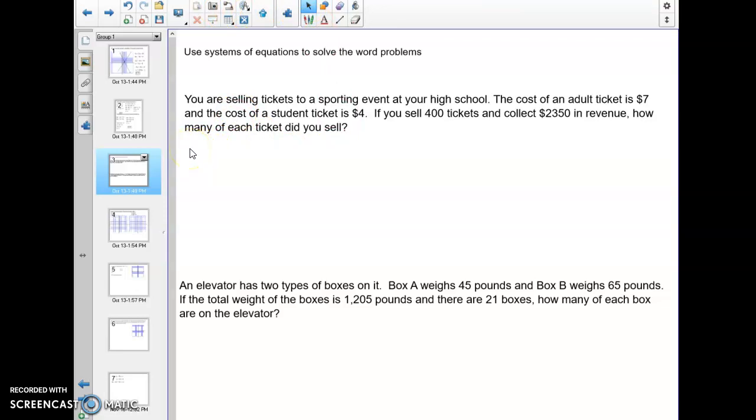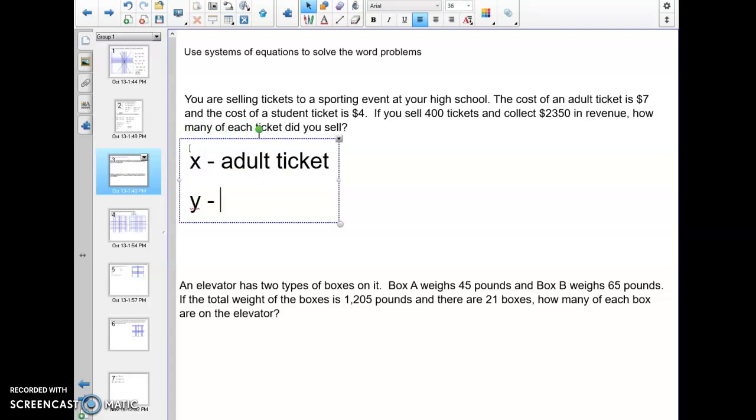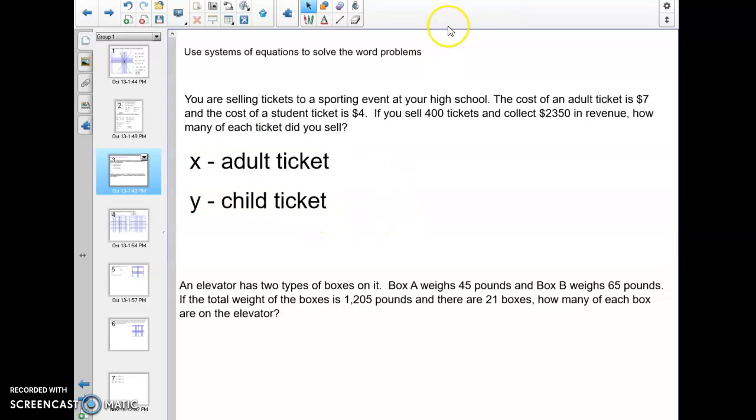In this case, X represents an adult ticket, and Y will represent a child ticket. So when I set this equation up, I want to know how many tickets I have. Well, there's 400. And those 400 tickets come from adult tickets and children tickets. So X plus Y equals 400.